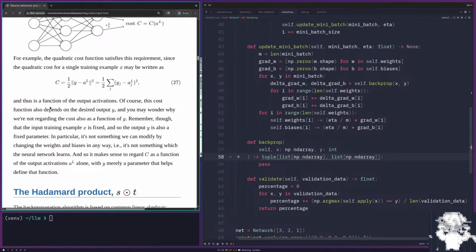Of course, this cost function also depends on the desired output y, and you may wonder why we're not regarding the cost also as a function of y. Remember though that the input training example x is fixed, and so the output y is also a fixed parameter. In particular, it's not something we can modify by changing the weights and biases in any way, i.e. it's not something which the neural network learns. And so it makes sense to regard C as a function of the output activations a^L alone, with y merely a parameter that helps define that function.